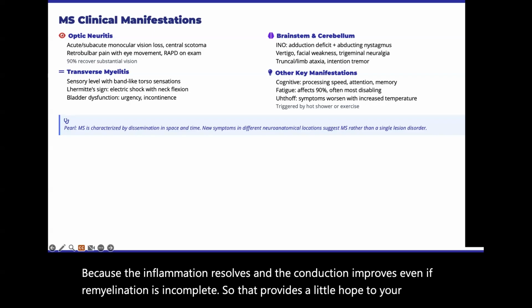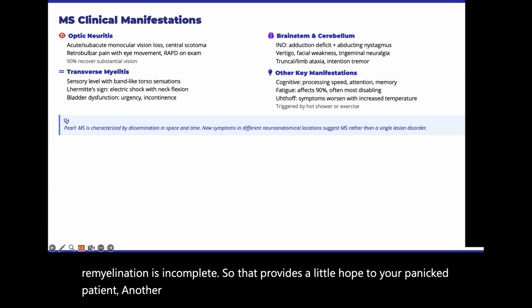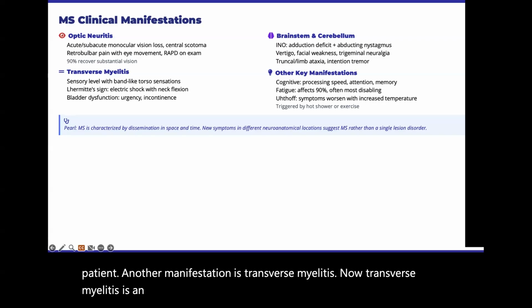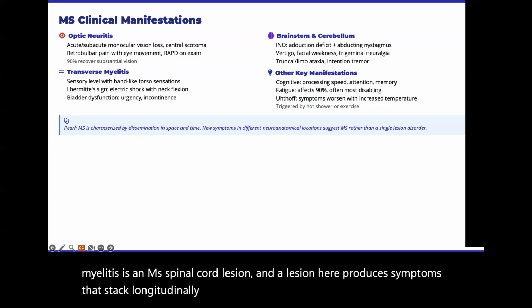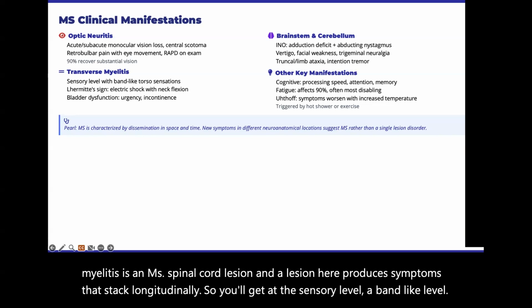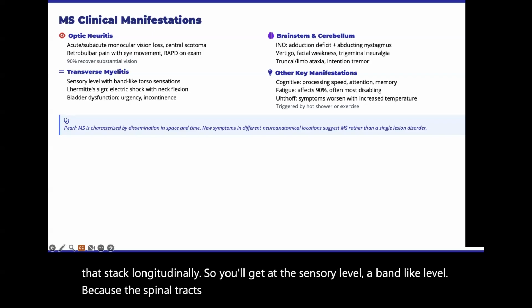Another manifestation is transverse myelitis. Now, transverse myelitis is an MS spinal cord lesion. And a lesion here produces symptoms that stack longitudinally. So you'll get a band-like sensory level because the spinal tracts are somatotopically organized.